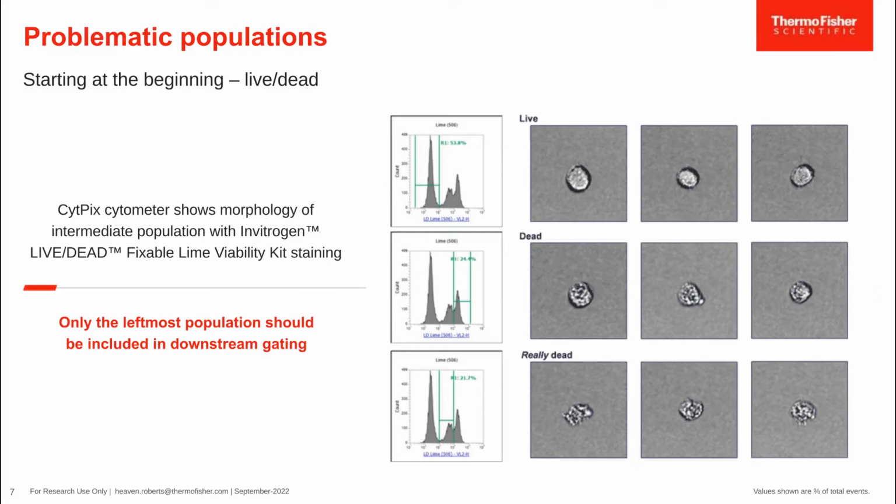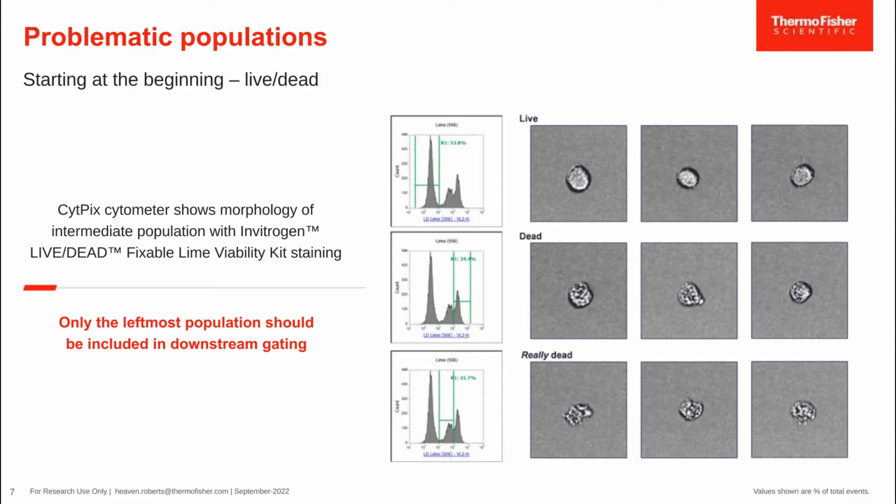This is some data that a colleague of mine put together. He was looking at one of our new live dead viability dyes. Here it's the live dead fixable lime. And I think we've all seen somewhat of an intermediate population when we're looking at live dead plots. Sometimes that intermediate population is, as it is here, kind of shouldering off of that bright positive population, and we're pretty confident we want to choose just this leftmost negative peak. Other times, the intermediate population is shouldered against the negative population.